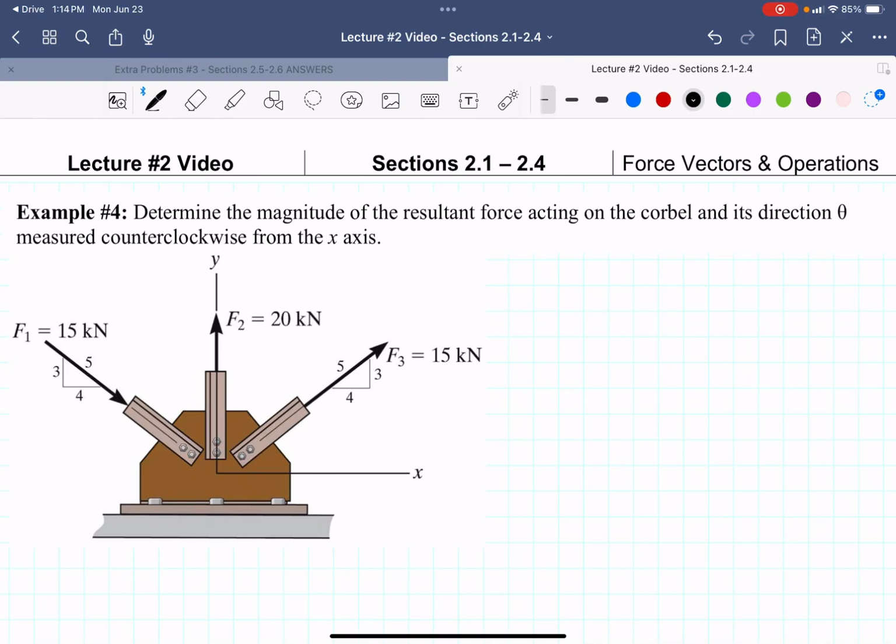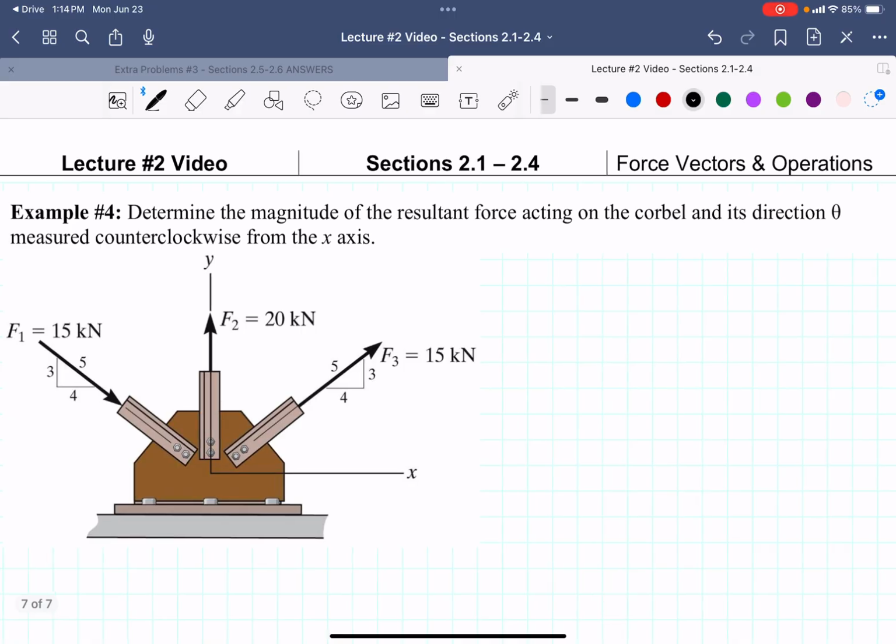So this is the last example for lecture number 2's video. This is example number 4, and we're going to do this example using rectangular coordinates. So we're just going to break the vector into its x and y components rather than doing Cartesian vector. To start with, I'm going to do F1 and break it into its two components.